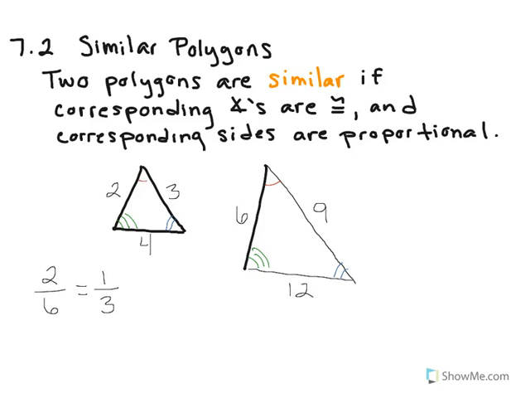Let's check out the medium-sized side. In the small triangle it's 3. In the large triangle it looks like it's 9. Once again, this also reduces to 1/3. And the larger pair is 4 and 12, and once again that is 1/3. So I can say these triangles are similar because the ratios for all the sides are proportional, they're all the same ratio, and all the corresponding angles are congruent. The symbol that we use, not for congruency, but for similarity, is one squiggle, like a sideways S. So let's see if we can use that in a couple examples.